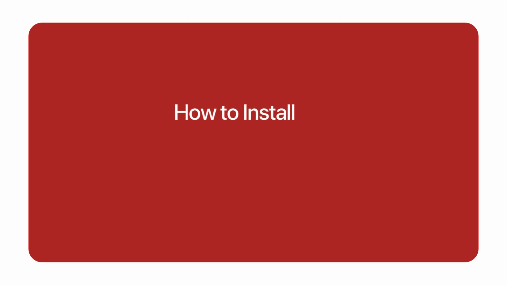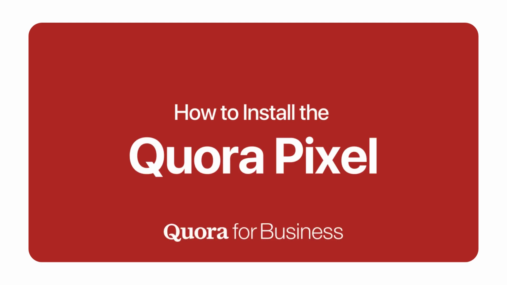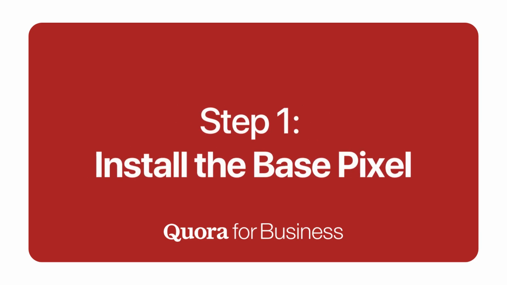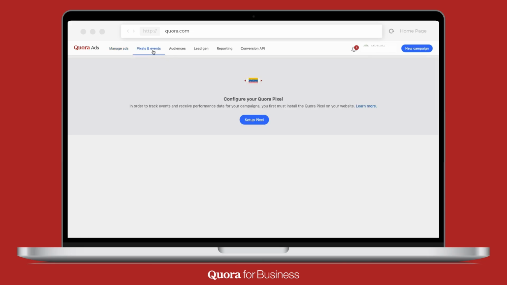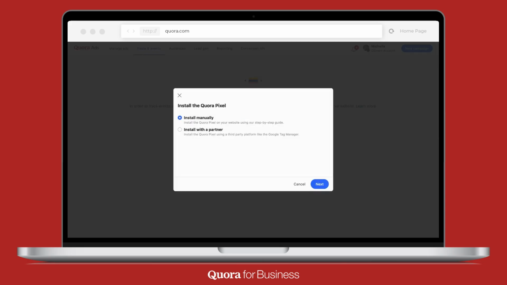In this video, we'll walk you through the process of installing the Quora Pixel on your website. First, navigate to the Pixels and Events tab in your Quora Ads Manager. Click on Set Up Pixel and then Next.